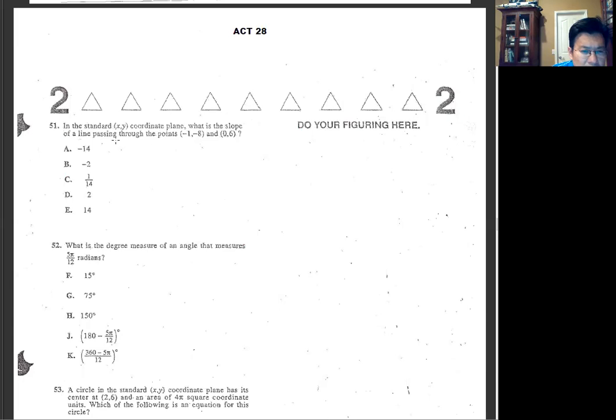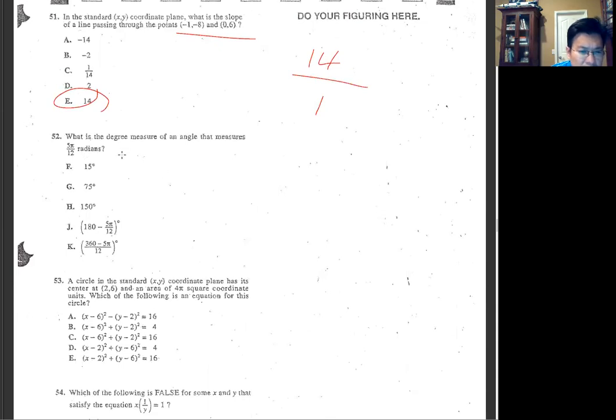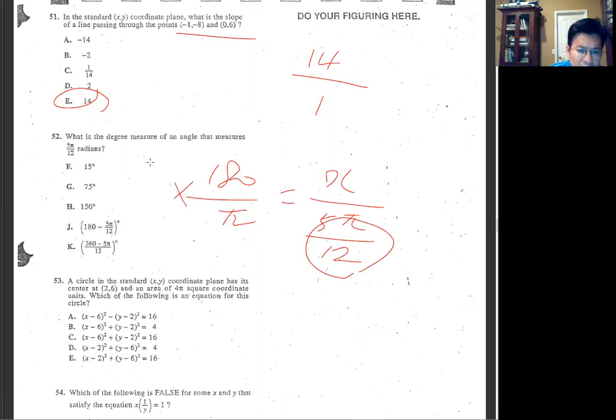Slope. What is the slope of this passing through this one? Rise over run? Rise is 14 over run is 1. So it's 14. Degree measure of the angle of this one. So always, 180 degrees is pi. Then x is 5 pi over 12. Then you multiply this to this side. 5 pi over 12, 5 pi goes away. This one 15. 75.